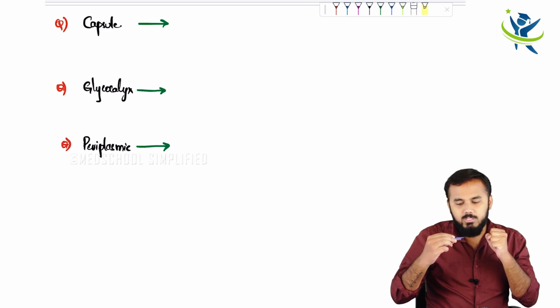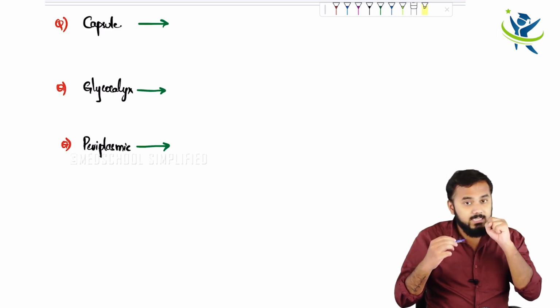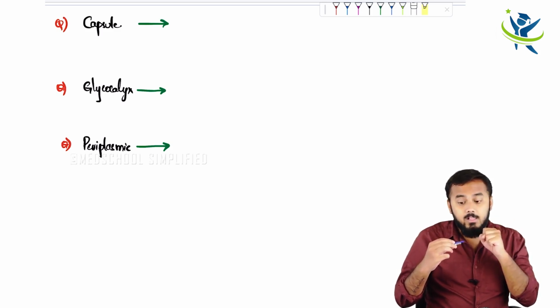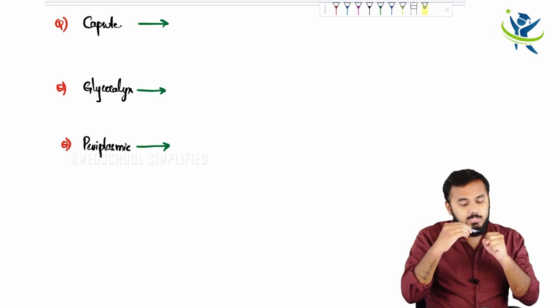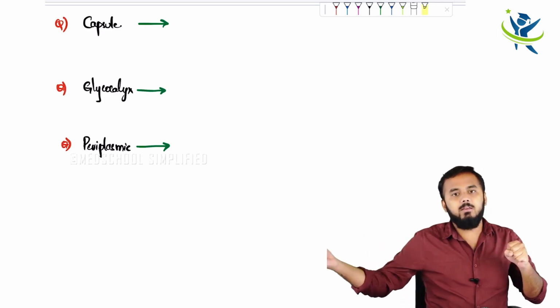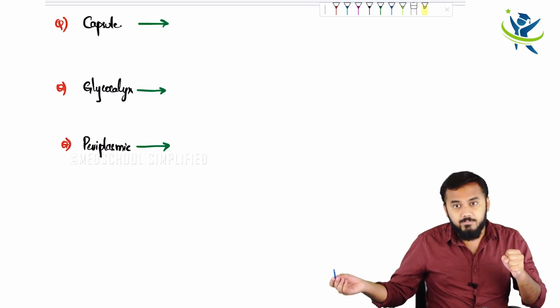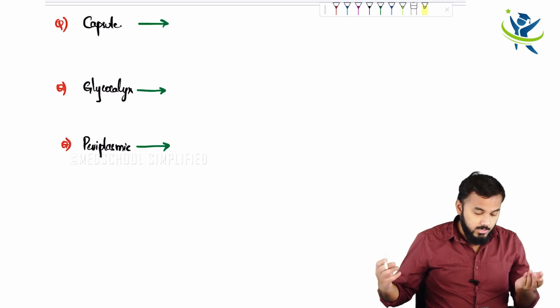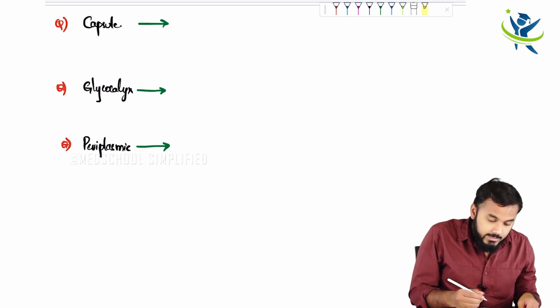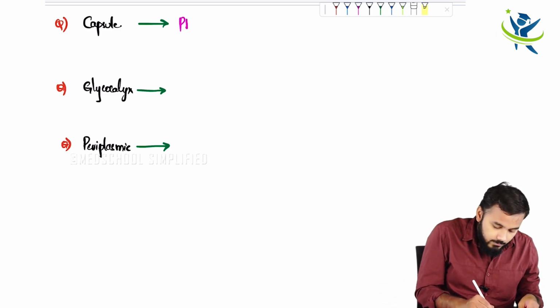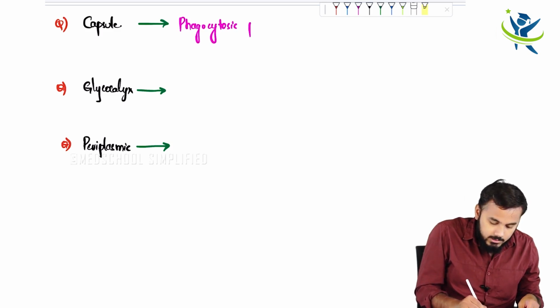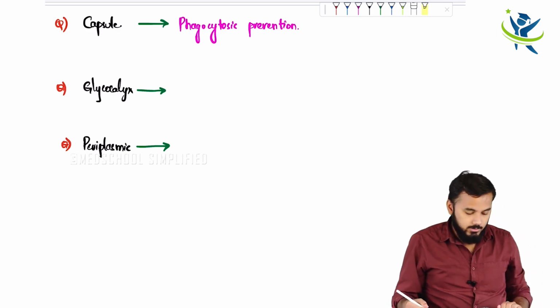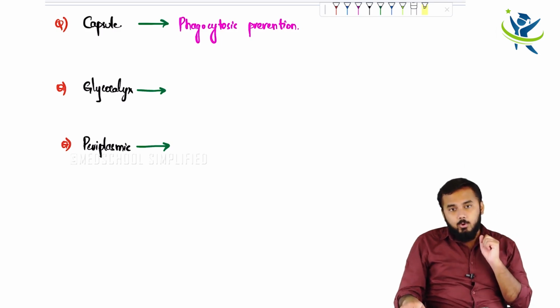Now this phagocyte will move in this direction to kill the bacteria, but this capsule which is surrounding the bacteria will not let the phagocyte attack. It will repel away the phagocyte. So it will prevent the phagocyte from attacking it. This is called prevention of phagocytosis. So the function of the capsule is that it prevents phagocytosis.